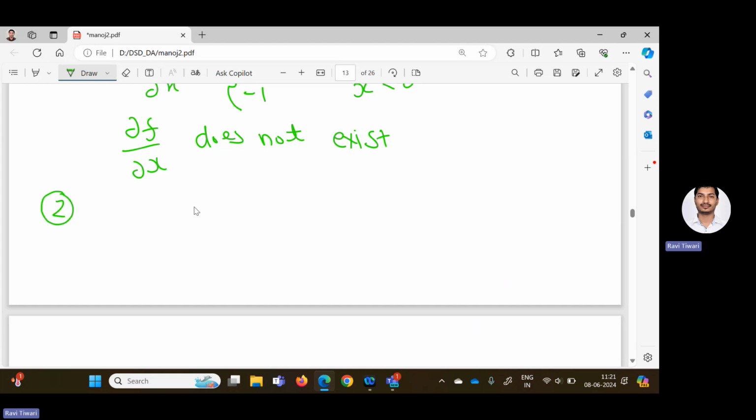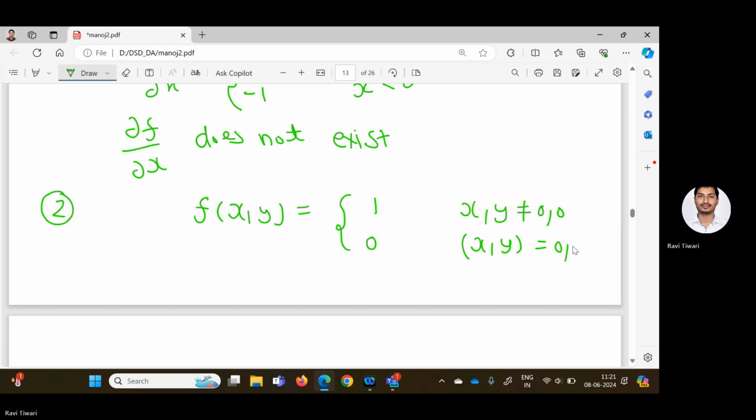Second example. If I take f(x, y) equal to 1 if (x, y) is not equal to (0, 0), and 0 if x and y are both 0, that is (0, 0). So what can you say about this function? Is it continuous or discontinuous? Obviously, it is discontinuous, because the value of the function at the origin is 0 and elsewhere the function is defined as 1. So the value of the function is not equal to its limit. If you calculate the limit as x tends to 0, y tends to 0, you will get 1, which cannot be equal to 0. But what about its partial derivative?